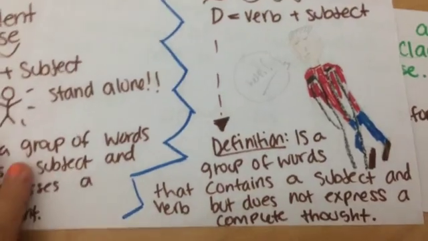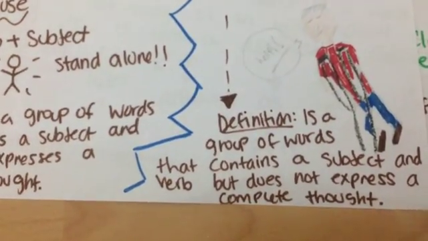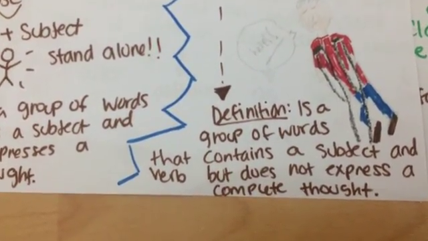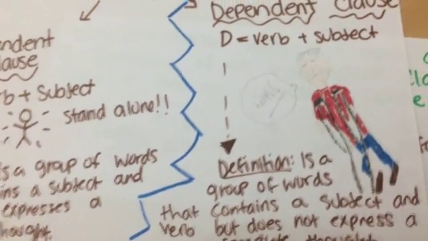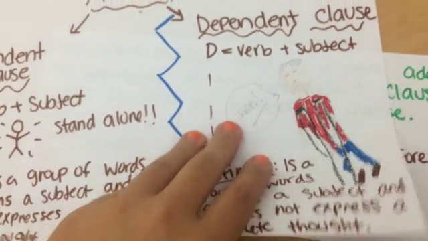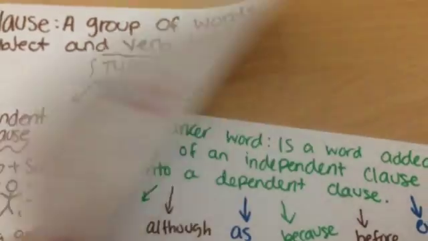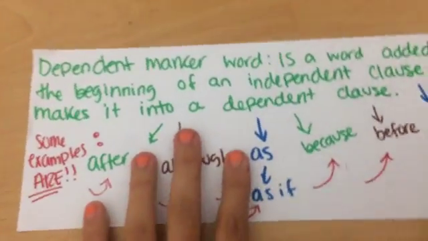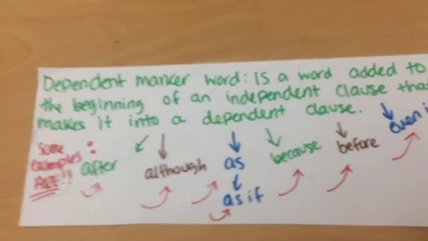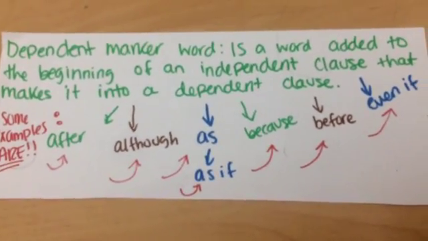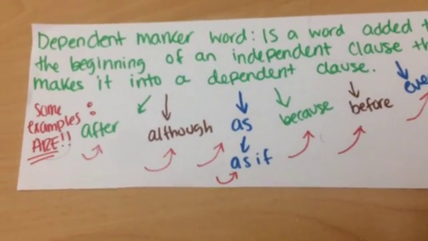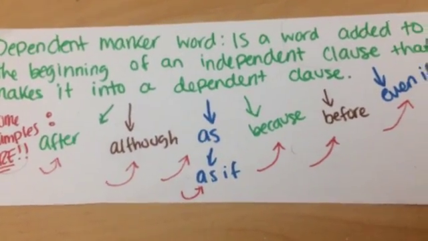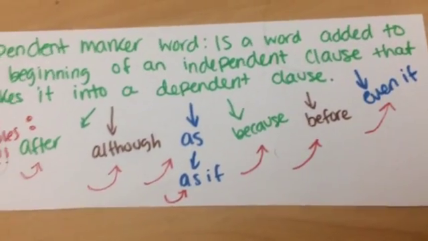which, by definition, is a group of words that contains a subject and a verb but does not express a complete thought. Such as this drawing, which expresses a kid that cannot stand on its own because it needs crutches to stand. This is what a dependent clause is. Now, a dependent marker word is a word added to the beginning of an independent clause that makes it into a dependent clause, such as after, although, as if, because, before, and even if. And this totally connects to our first topic.